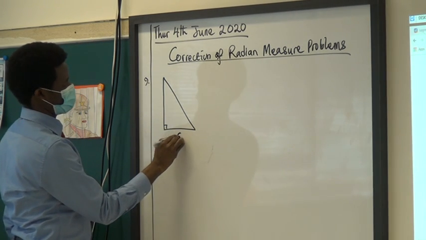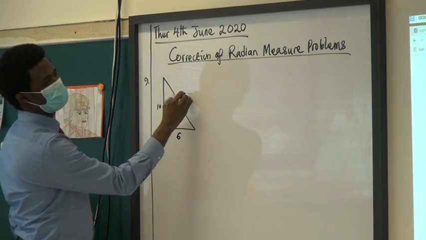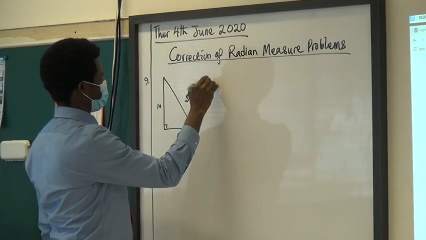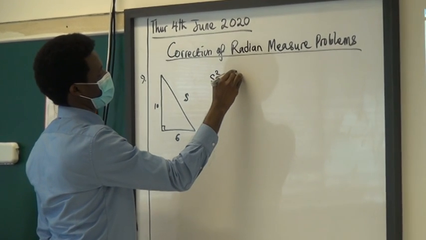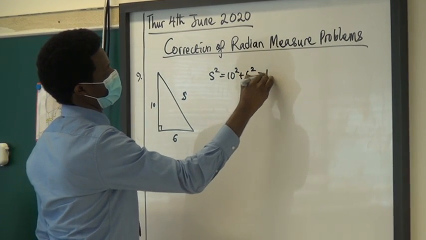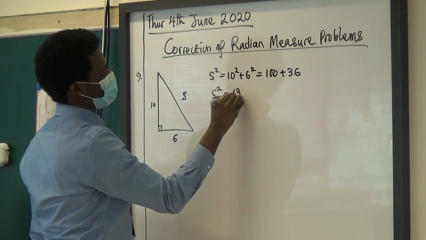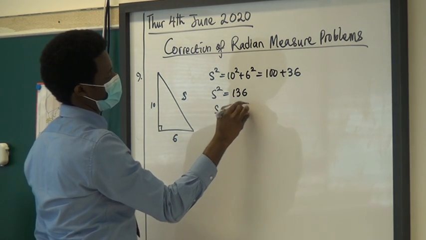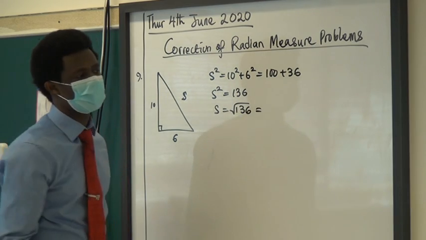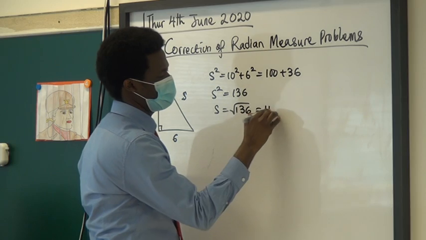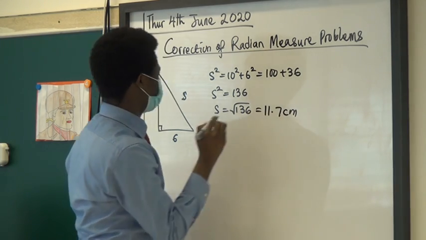So half of this is 6, this is 10, and this is S. Okay? Then we use the Pythagoras theorem. S squared equals 10 squared plus 6 squared. So which is 100 plus 36. So S squared is 136, which implies S is the square root of 136. In 3 significant figures, what is that? Quickly, please. 11.7. So that's that.